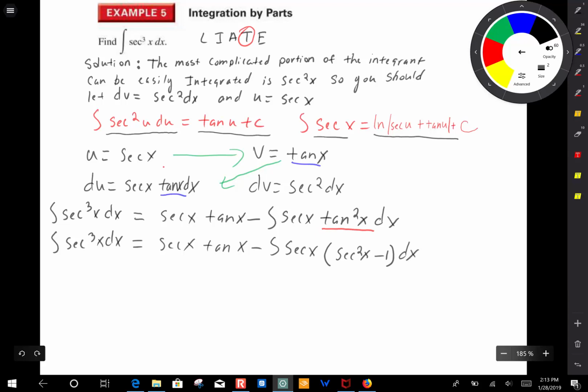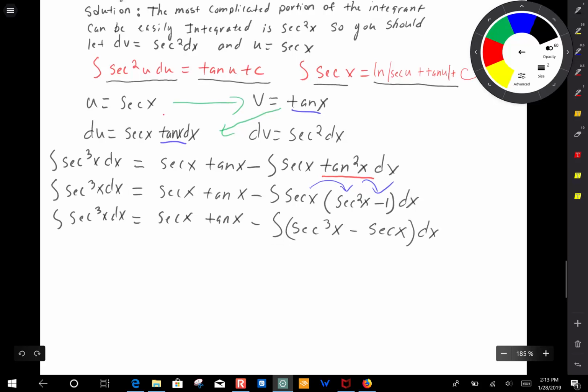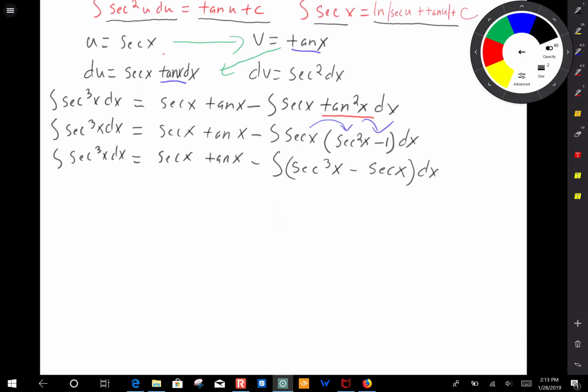And then the next thing I'm going to do is distribute that secant x into this parentheses, and I'm going to rewrite all over again. So here I go. The integral of secant cube x dx is equal to secant x tangent x minus the integral of secant cube x minus secant x, all in parentheses, dx. Okay? All right, so here we are. Now I have this integrand I have to deal with. Now watch this, okay?